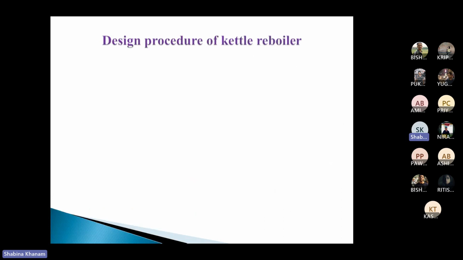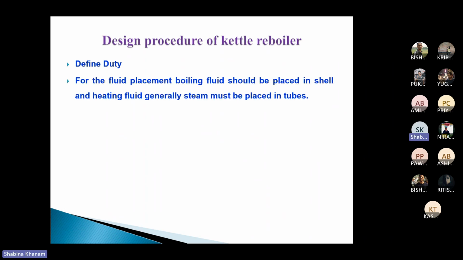Okay, so let's start the design procedure for kettle reboiler. The first one is to define duty, as always. So how much vapor you need to produce, times the latent heat of vaporization, that you need to consider. So once you do this, you can simply calculate heat duty as m into lambda, right? M would be the vapor formation. Okay, so initially we need to define duty.